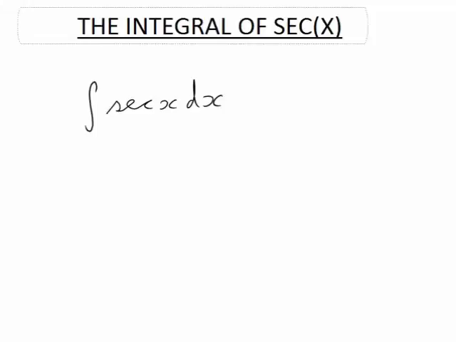I want to show you here how we antidifferentiate sec of x. First of all, recall that sec of x is the same as 1 over cosine of x. We could try substituting that into the integral, but actually it turns out not to help very much. The secret of doing this particular integral turns out to be a rather clever trick.